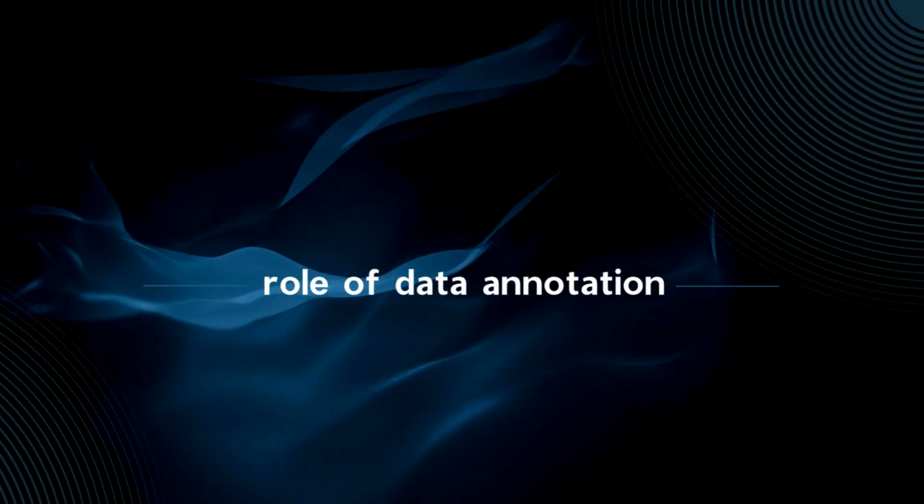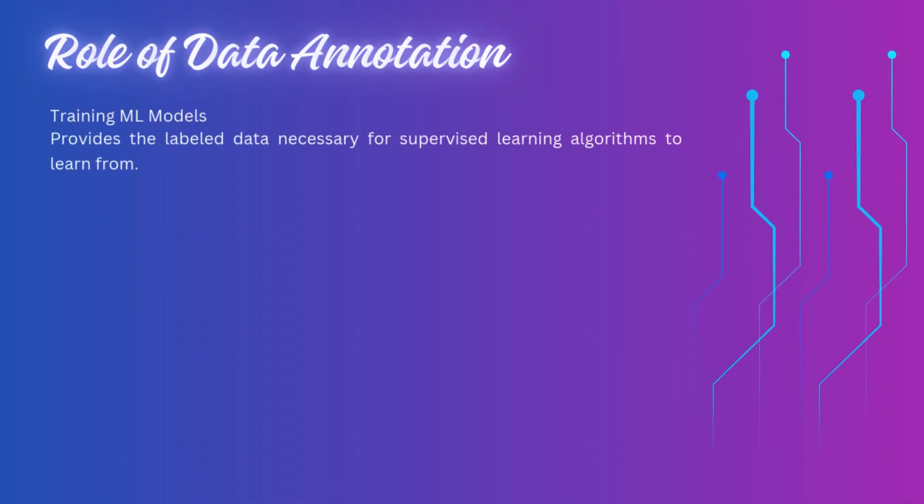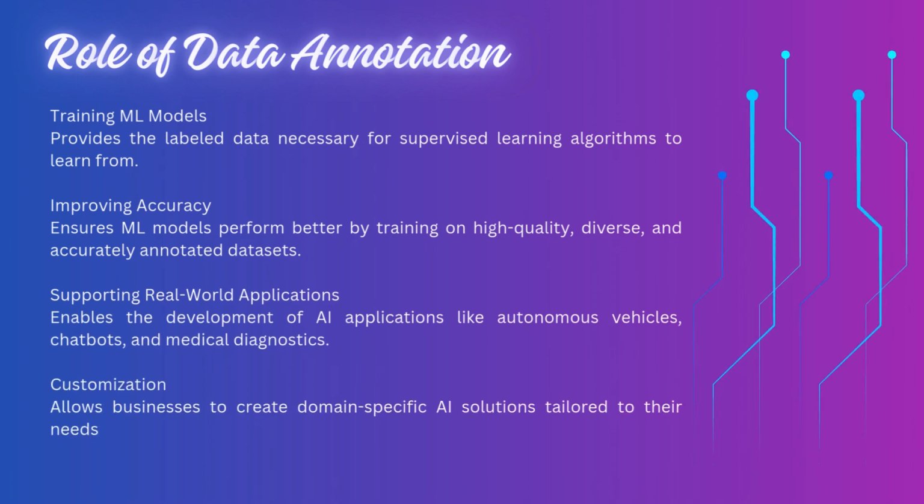Now, let's talk about the role of data annotation. It plays 4 major roles: training machine learning models, improving accuracy, supporting real-world applications, and customization. Let's break these down. First up, training machine learning models. Data annotation provides the labeled data that supervised learning algorithms need to learn and improve. It's the foundation of machine learning.